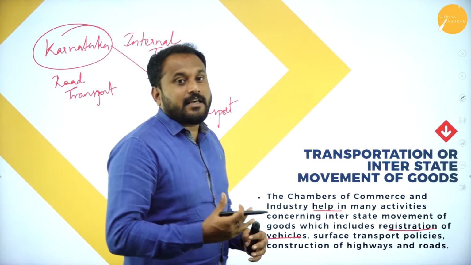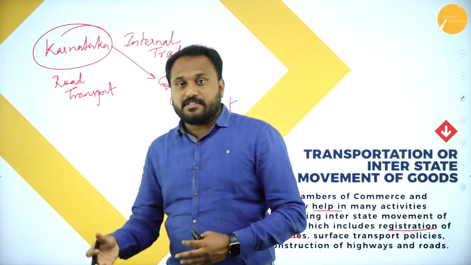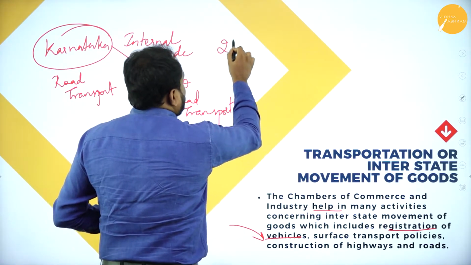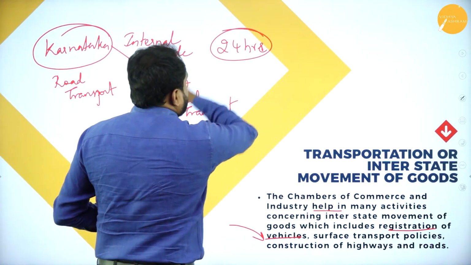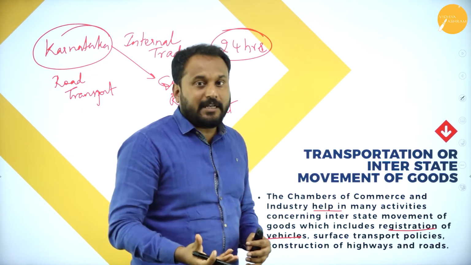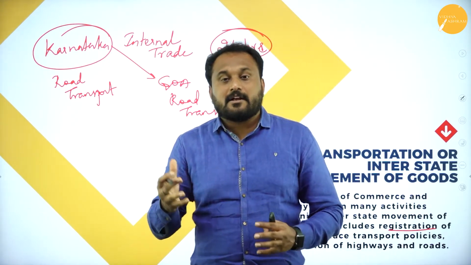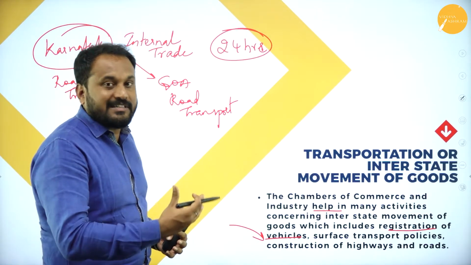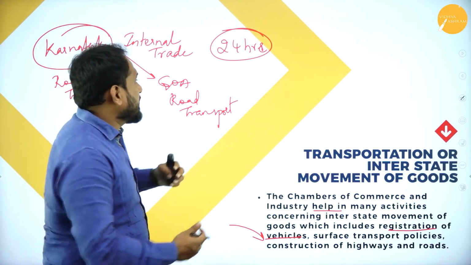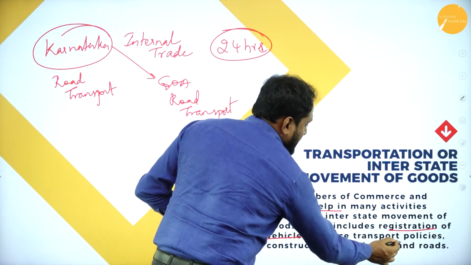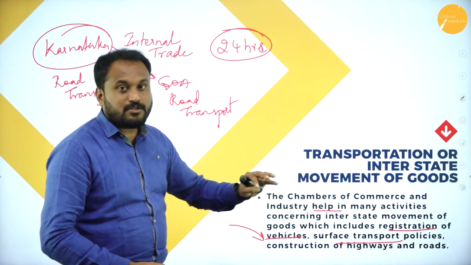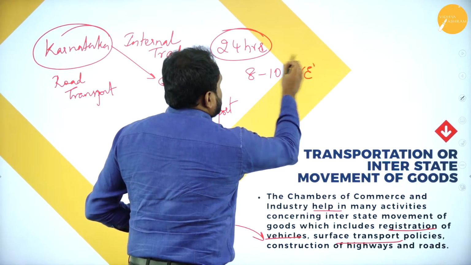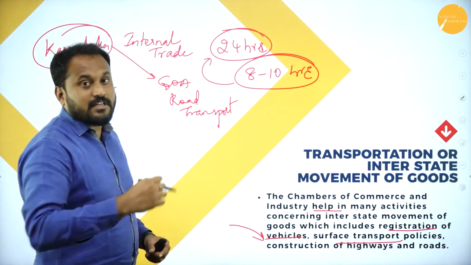Earlier, in the 20th century, compared with the 21st century, transportation from Karnataka to Goa used to take say 24 hours. Now there are many perishable items, and from Karnataka to Goa, they could perish in transit. Now, because of infrastructure, surface transport policies, and the construction of highways and roads, the transportation reaches within 8 to 10 hours. There is a huge difference.